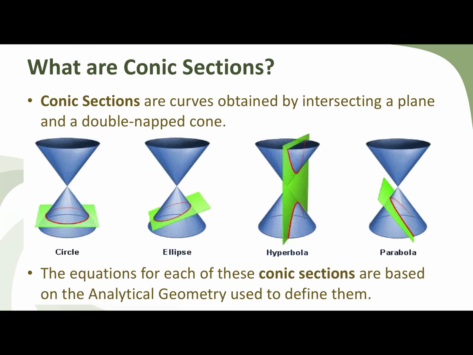The hyperbola is the only one that has two separate parts to it. And the ellipse and the circle are kind of related. The circle is kind of a degenerate form of the ellipse, I guess you might call it.